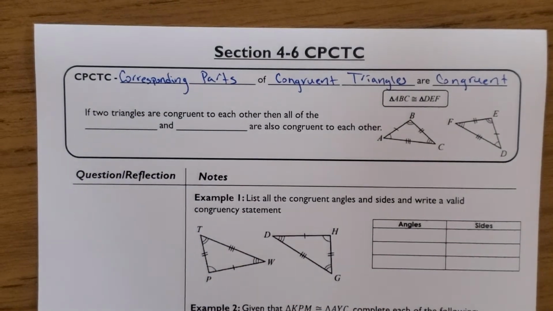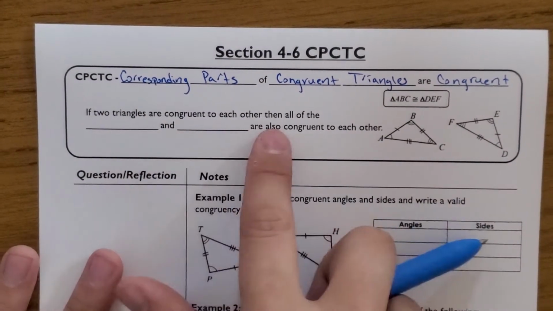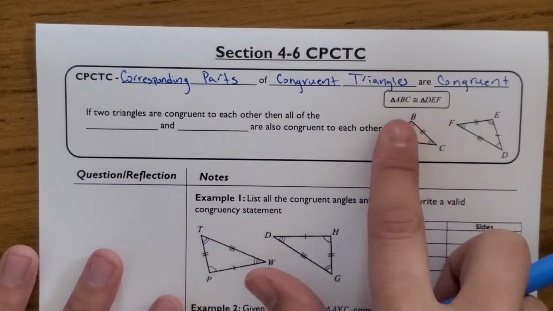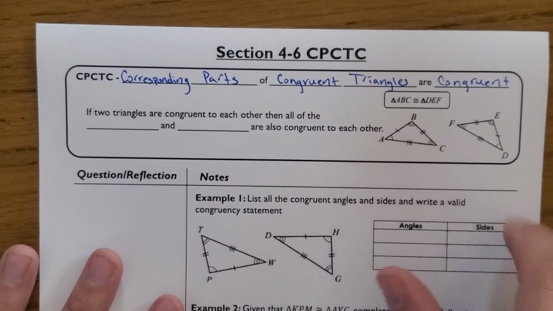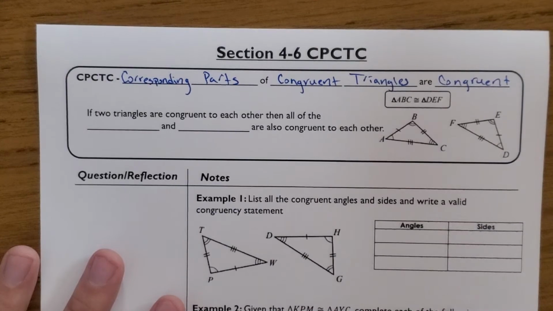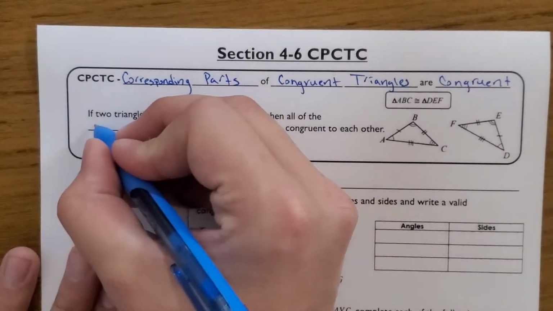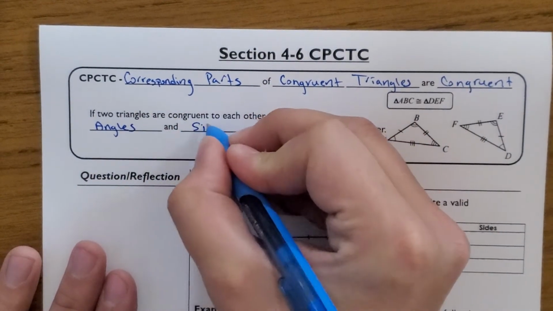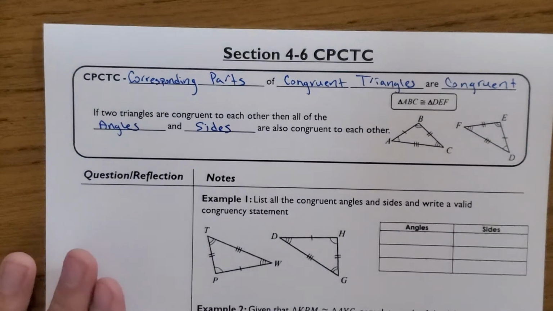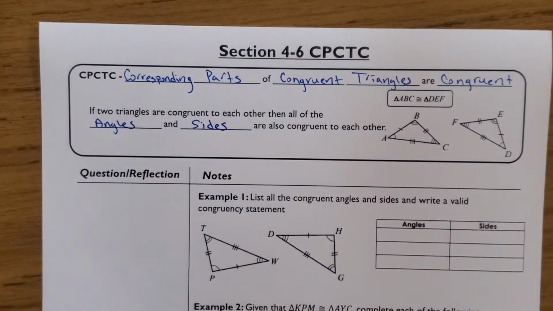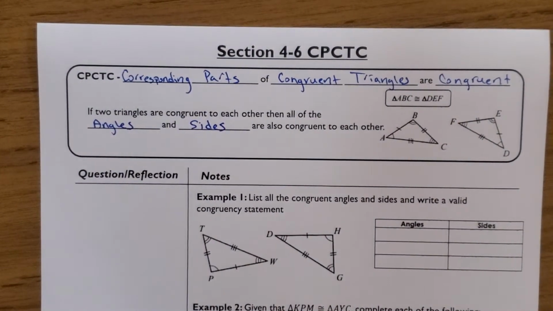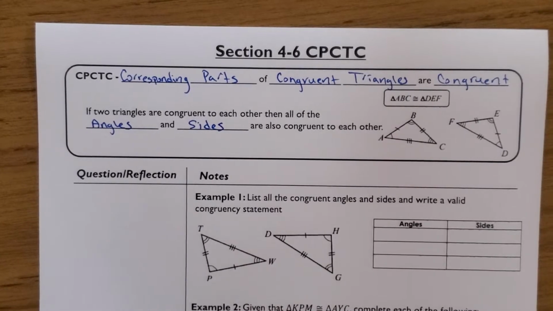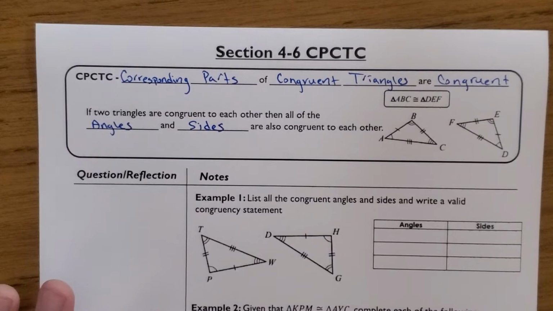And it really is pretty simple. It just states that if you have two triangles that are congruent to each other, for example, like ABC and DEF over here, if these two triangles happen to be congruent to each other, then all of the angles and the sides are also going to be congruent to each other. So whatever angles correspond to each other, those angles are going to have the same measurements in both triangles. And whatever sides correspond to each other, those sides are going to have the same length.